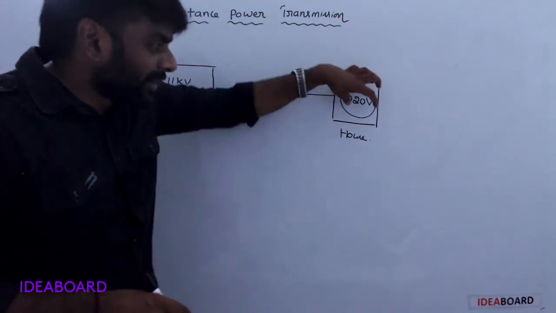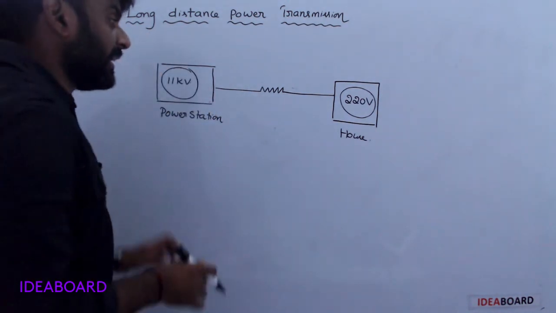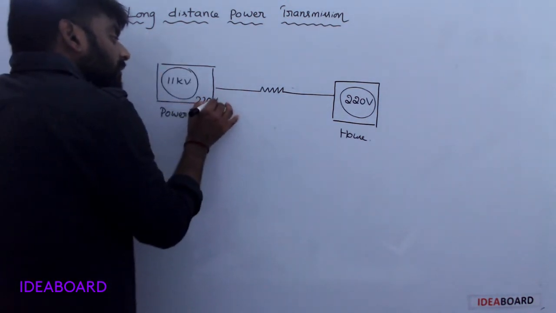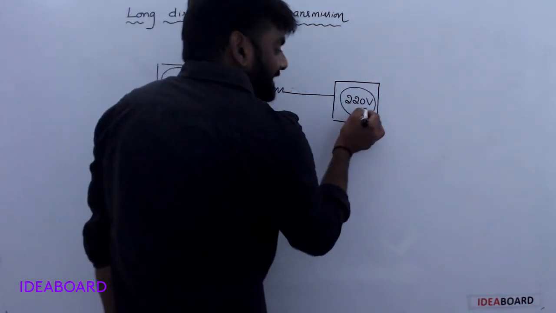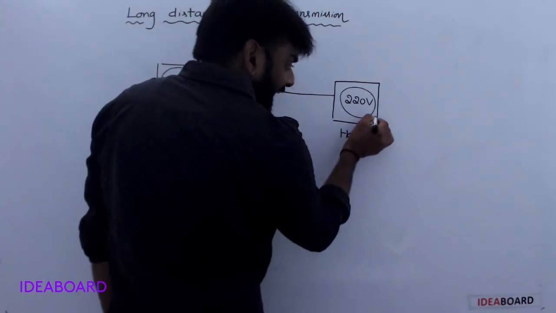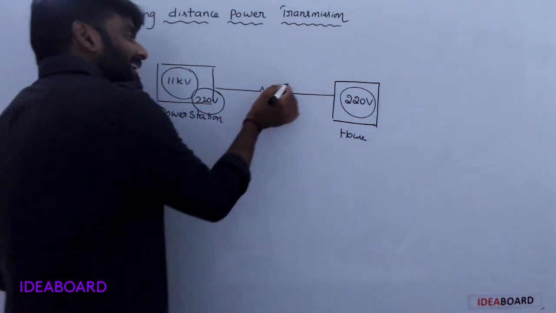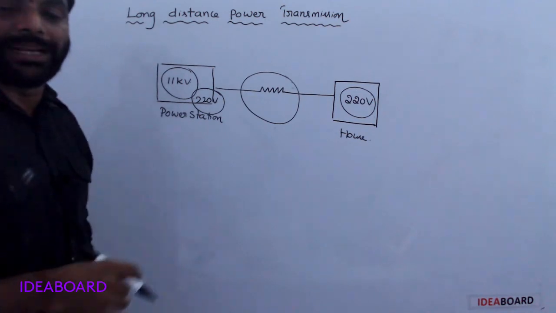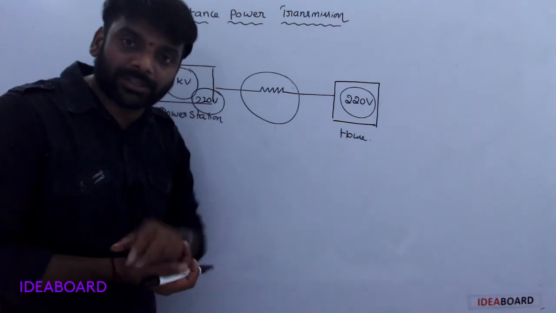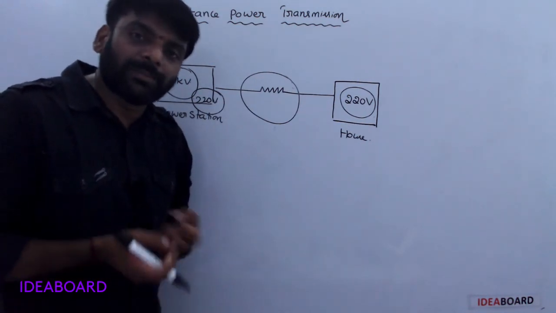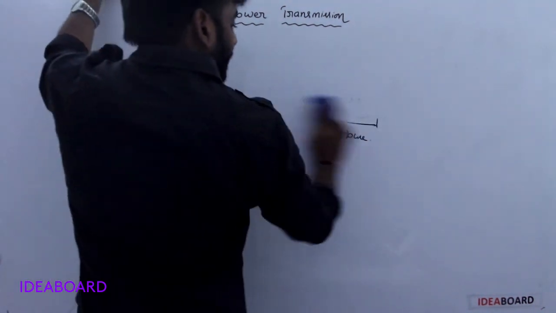So why is the required voltage 220 volts, but 11 kilovolts is supplied? Why not supply 220 volts? If 220 volts were supplied here, how much voltage would be received here? That means some of the voltage is lost. Here the applied voltage is 11 kilovolts, but the required one is only 220 volts. The remaining is lost.